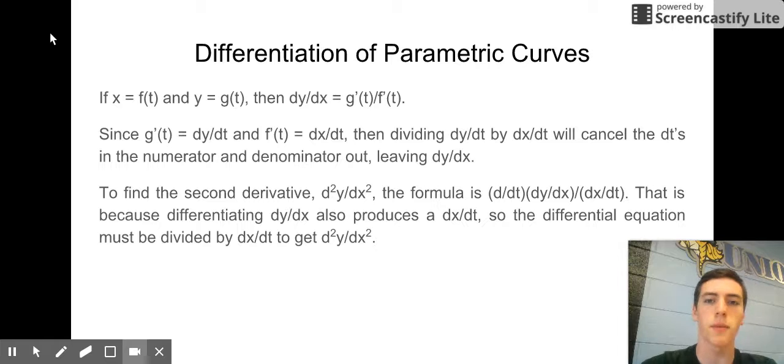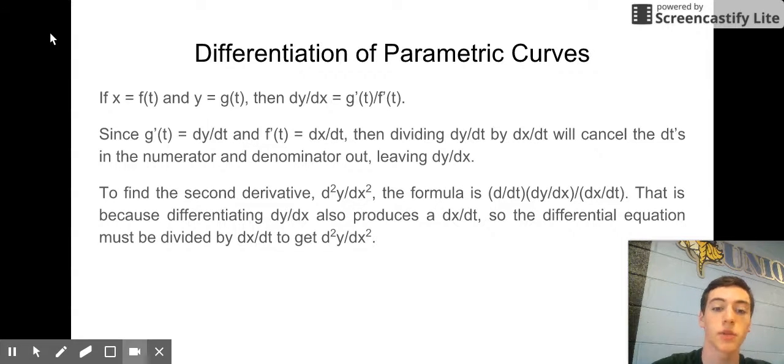So differentiation of parametric curves. If x equals f of t and y equals g of t, then dy over dx is g derivative of t over f derivative of t. Since the derivative of g of t is dy over dt and the derivative of f of t is dx over dt, dividing dy over dt by dx over dt will cancel the dt's in the numerator and denominator, leaving dy over dx.